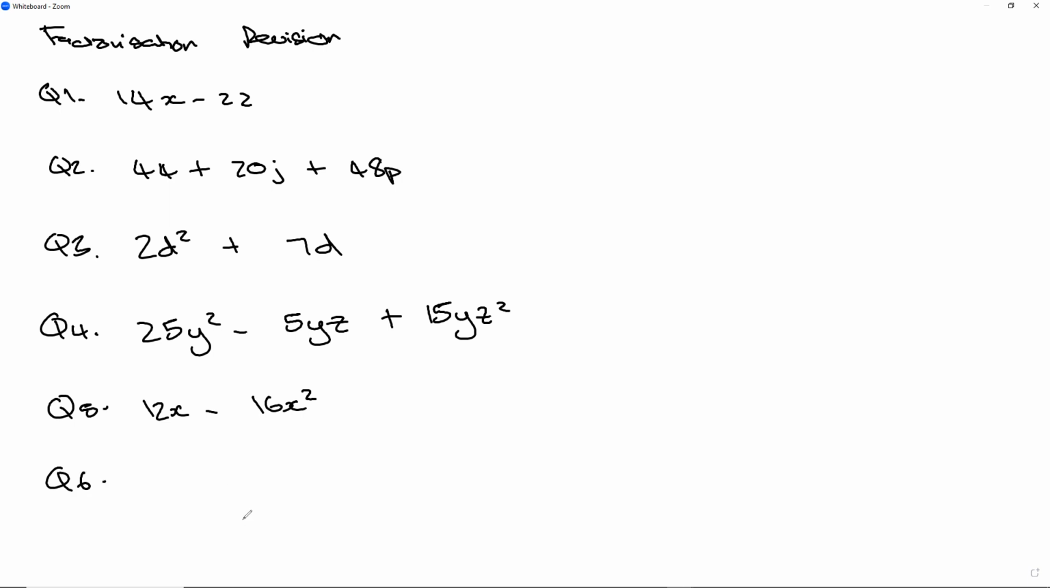And question 6: now let's make 3a plus ab, plus 5w plus 4wy. Try and factorize this as far as possible.